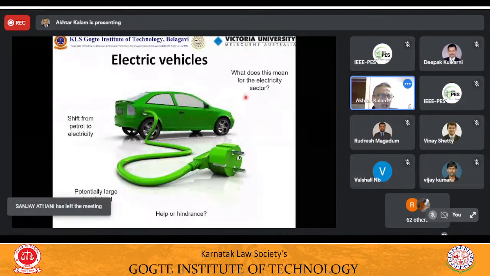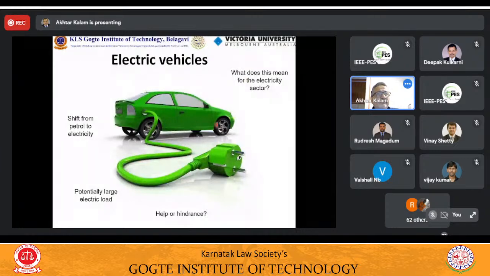Naturally, there will be challenges. So I want to see what this new load which we have got means to the sector itself.